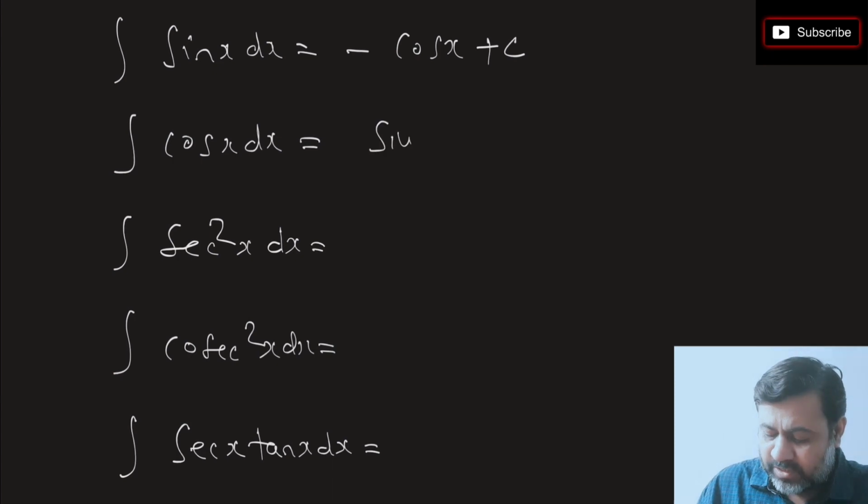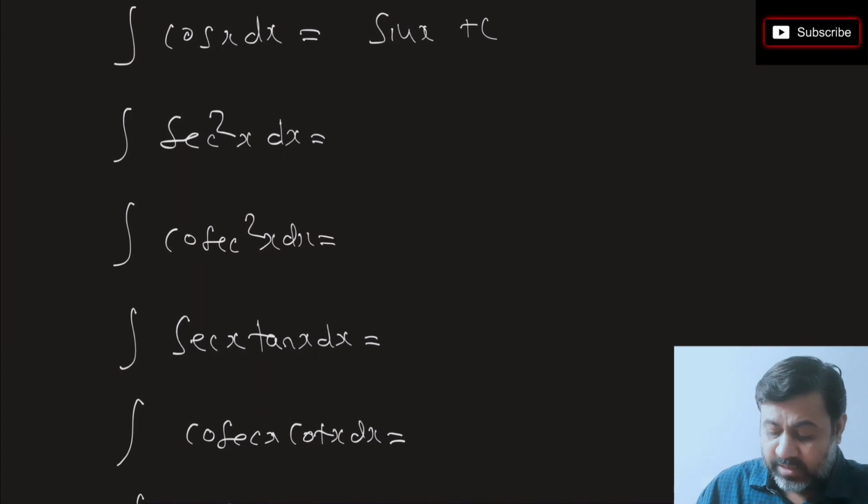Integration of cos x will be just sin x, because the derivative of sin x is cos x, so integration of cos x will be sin x. Sec square x, simple, the derivative of tan x was sec square x, so integration of sec square x has to be tan x.